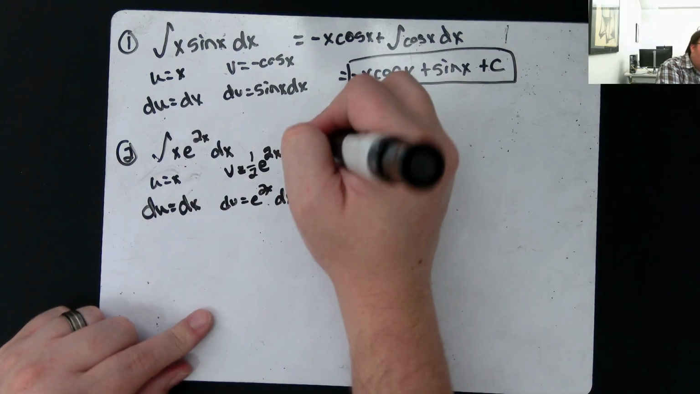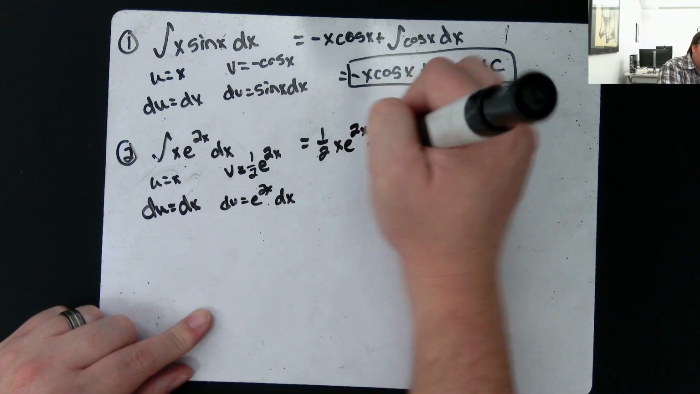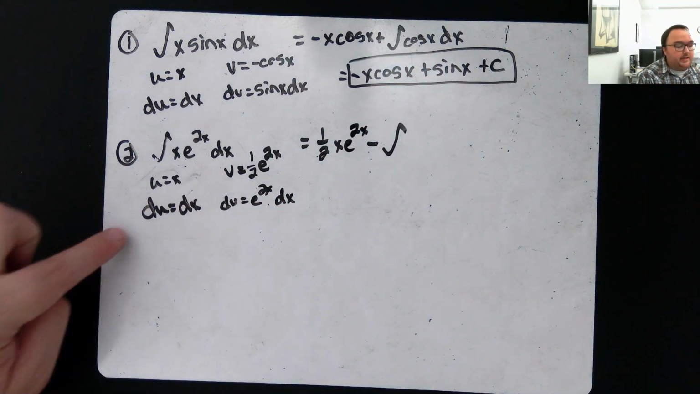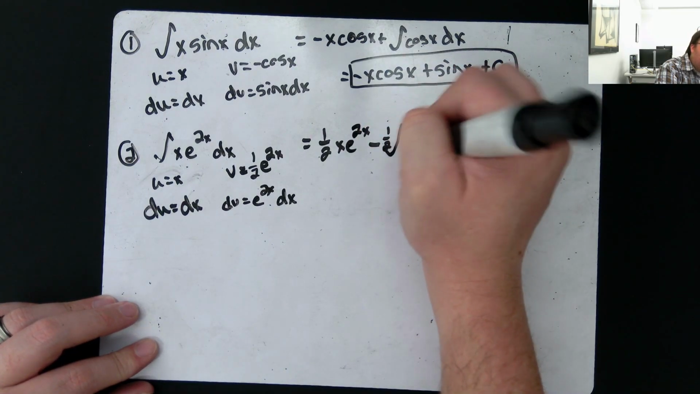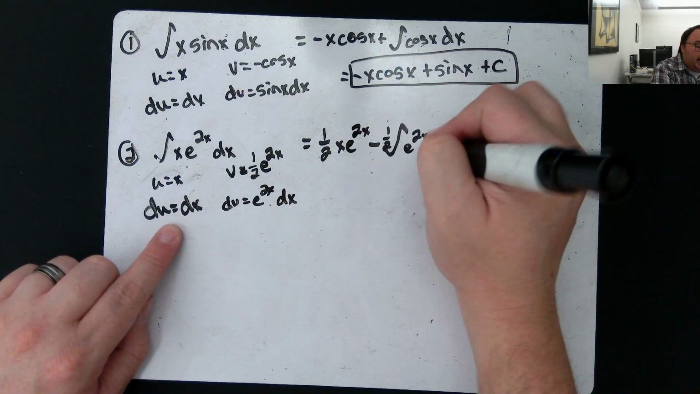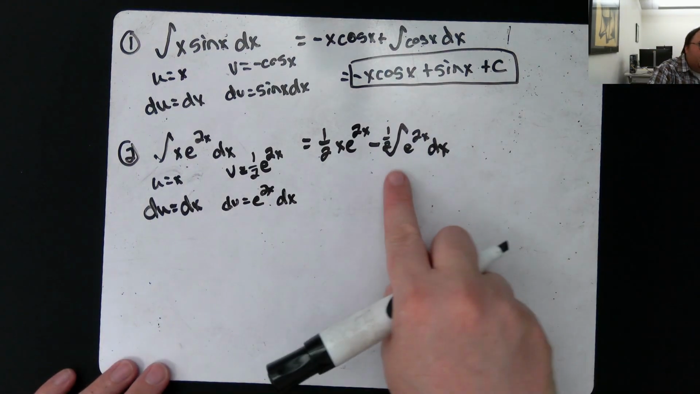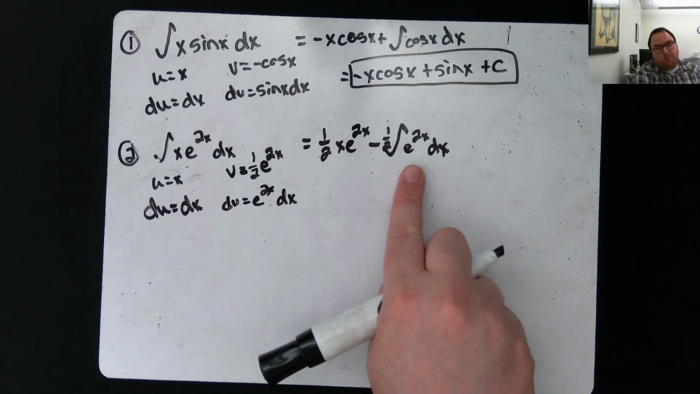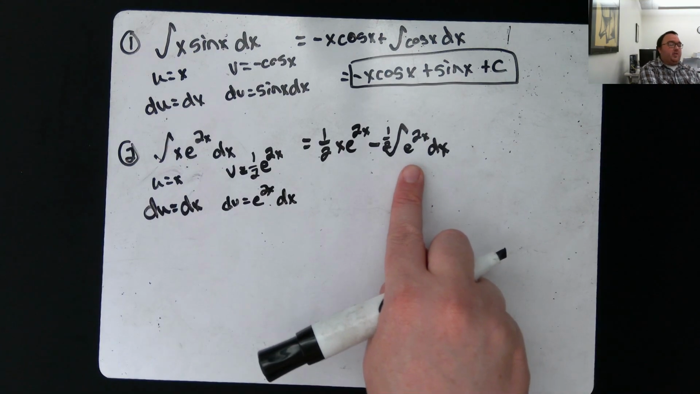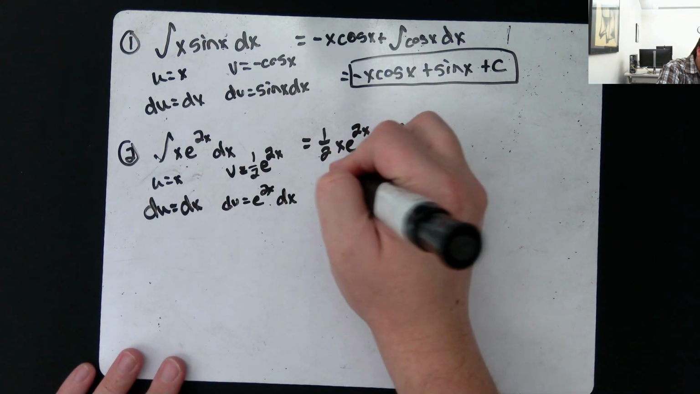So now using this, it starts with uv. U times v would be 1/2 x e to the 2x minus the integral v du. So v has a 1/2, so I'm just going to bring it out front. E to the 2x dx. So then do it again. And this one isn't hard because I no longer have a product there. So now I can just do that outright.